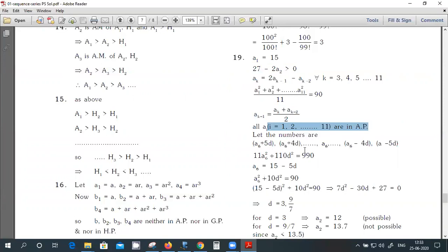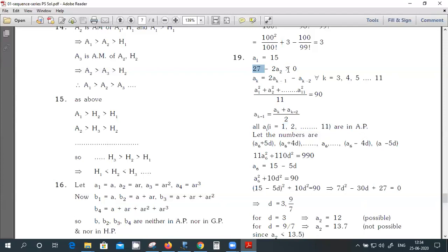So since the 11 numbers are in AP, I'll take the middle one as A6. Unfortunately, there are 11, so there is a middle term because it's an odd number of terms, right? The middle term is 6. I'll write the other terms as A6 plus D and minus D. And the D is negative here because the second term A2 is less than 27 by 2, so from A1 to A2 the value is decreasing.